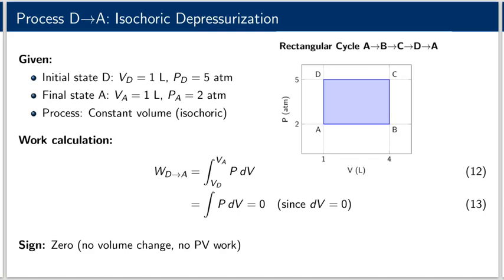Next, finally, process D to A, that is isochoric depressurization. So volume stays at 1 liter while pressure drops from 5 to 2 atmosphere. So now here again we have to calculate the work done. Here the volume is constant, so it is a constant volume process. So dV equals 0, so no work is done. So work for D to A is 0.